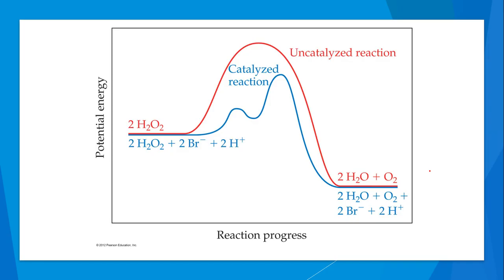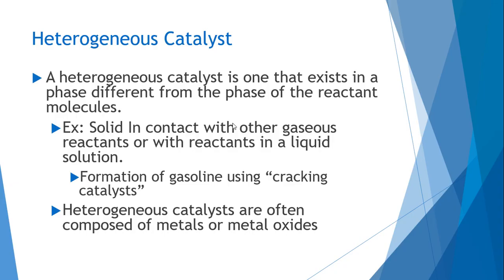Here's a picture I took from your textbook. The red line shows hydrogen peroxide breaking down into water and oxygen gas without a catalyst. Notice here that my activation energy is very high. That means the speed of my reaction is going to be typically pretty slow because it takes a lot of energy in order to get over that barrier. Now, if we add a catalyst such as a bromide ion or an iodide ion, notice here that my activation energy is a lot lower, and this actually happens in a two-step reaction.